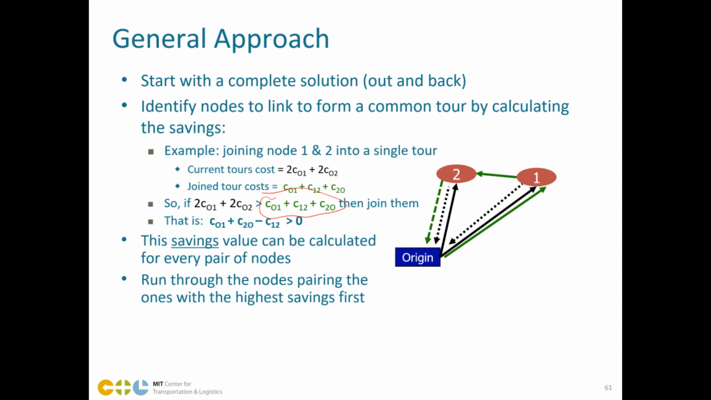So what we're going to do in the algorithm, we're going to calculate the savings value, and then I'm going to sort them from highest to lowest, and then I want to run through and join those nodes that save me the most money first.